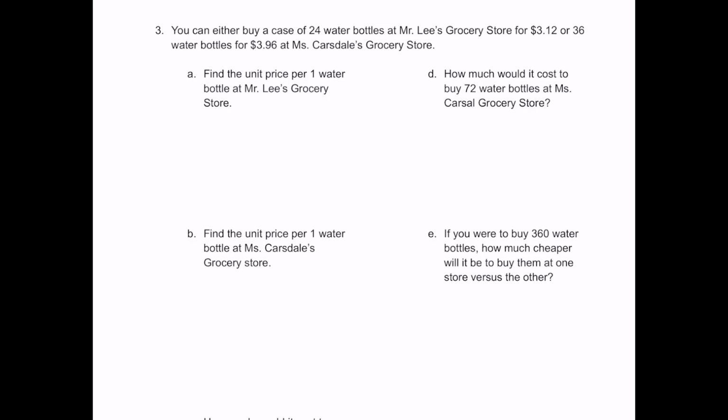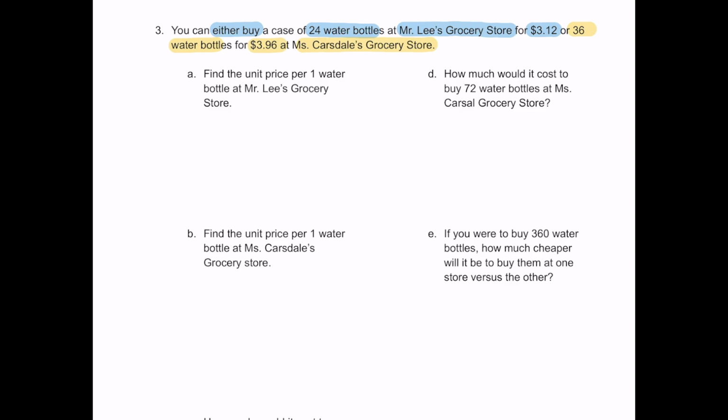So for number 3, we see that you have 2 options. You can either buy a case of 24 water bottles at Mr. Lee's grocery store. That's one option. And that's going to cost $3.12. Or you could buy 36 water bottles for $3.96 at Miss Carsdale's grocery store. So you have 2 different options here.